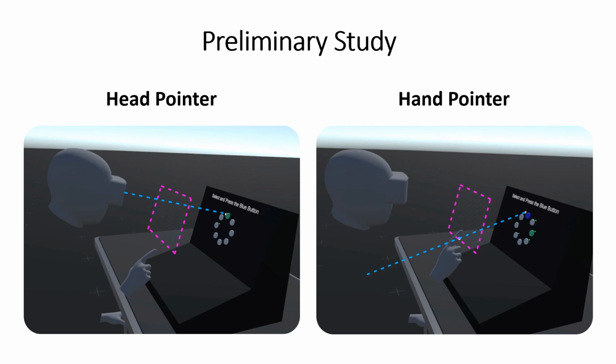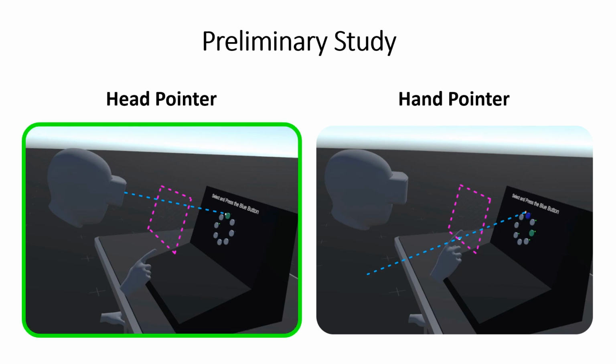In a procedural button pressing study, we compared a head pointer method and a hand pointer method. Overall, the head pointer performed better in terms of selection and interaction time, and less physical strain was reported by the participants.